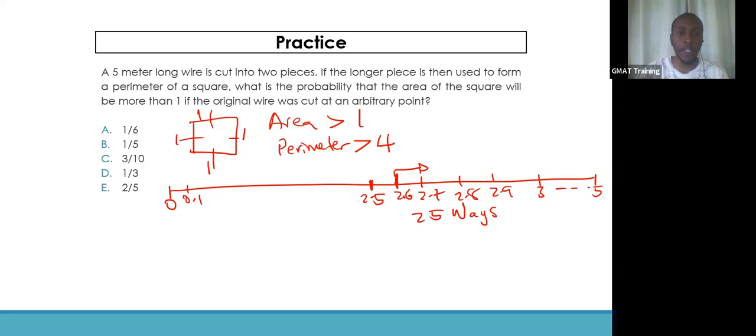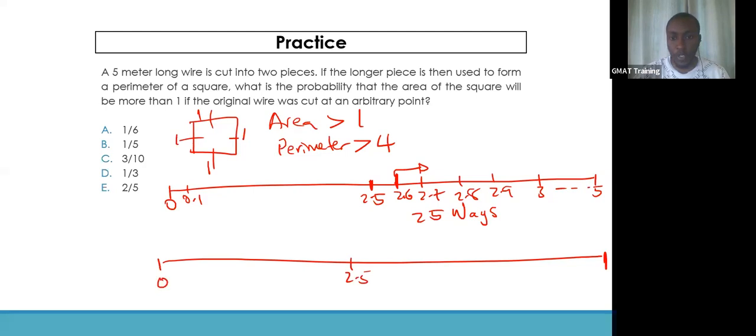Then at what places do we have to cut so that we have a perimeter of greater than 4, which also means an area of greater than 1? On this wire, past the midpoint 2.5, we need a value greater than 4, from 4.1 all the way to 5. How many options are there? We have 10 options, 10 ways.